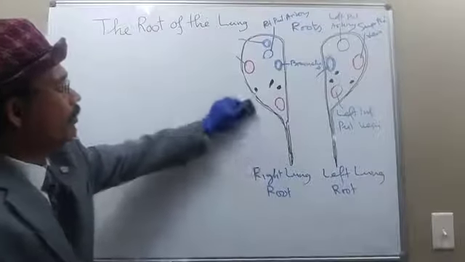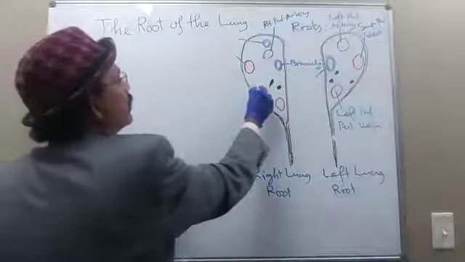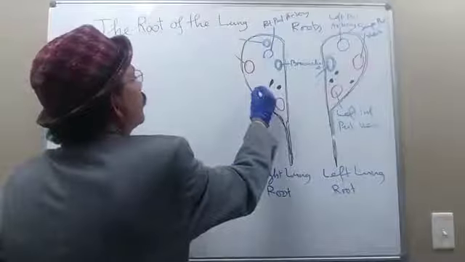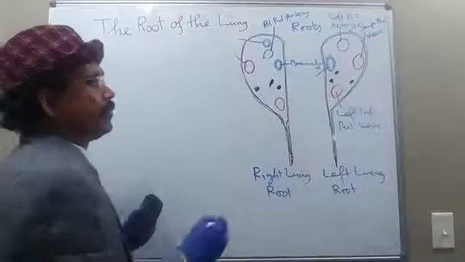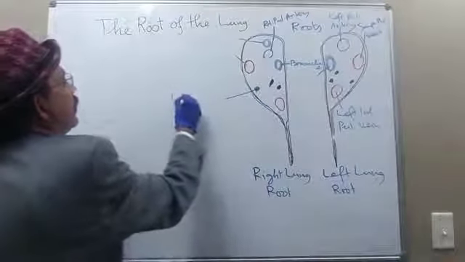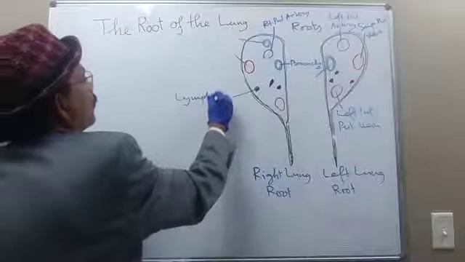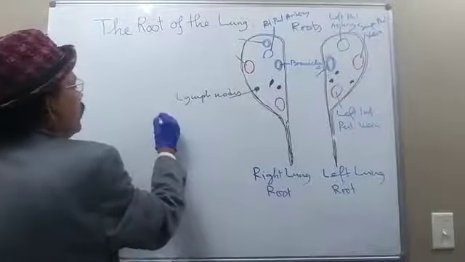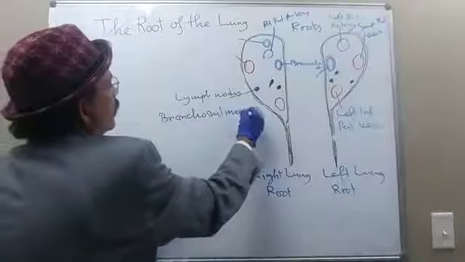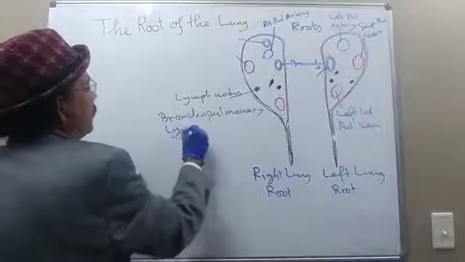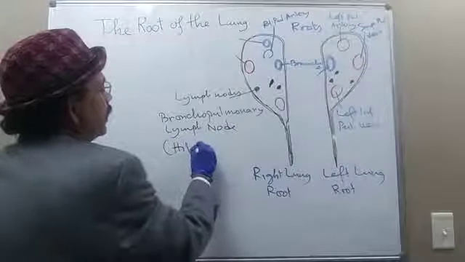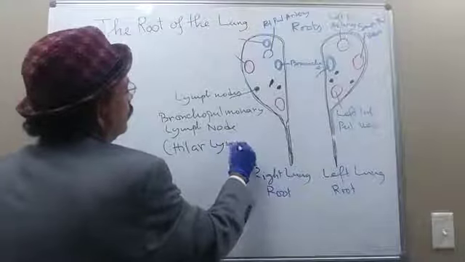Now to find out a few more things, what are these? These are the lymph nodes. Their number varies, maybe 2 to 6 or 7. What lymph nodes? They are the bronchopulmonary lymph nodes, also called hilar lymph nodes because they are in the hilum.